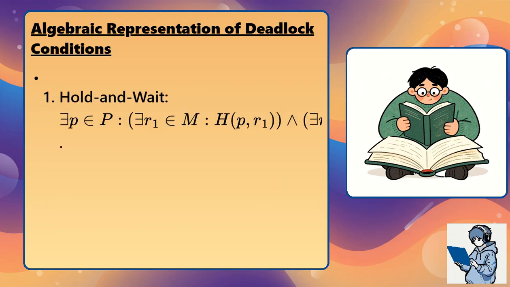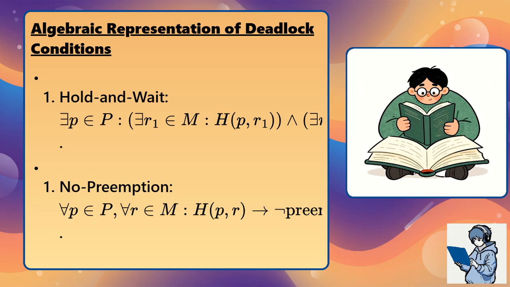Hold and wait. There exists a P in P such that (there exists R1 in M such that H(P, R1)) and (there exists R2 in M such that not H(P, R2) and request(P, R2)). No preemption. For all P in P, for all R in M such that H(P, R), implies not preemptible(R).